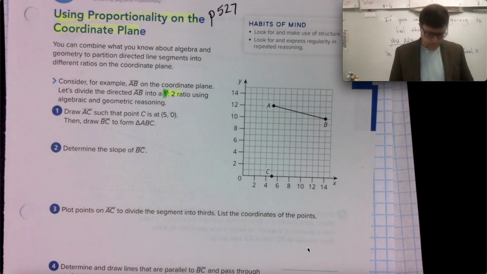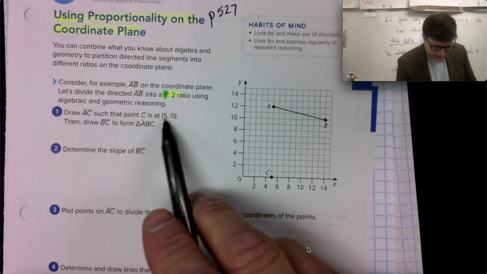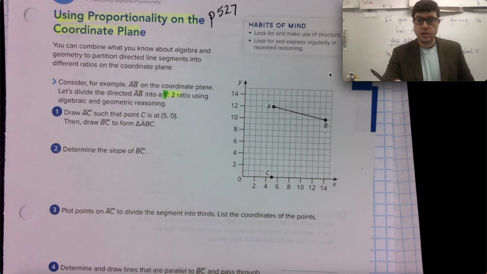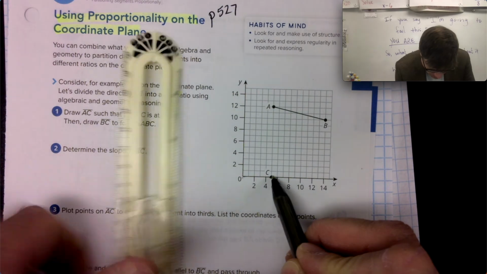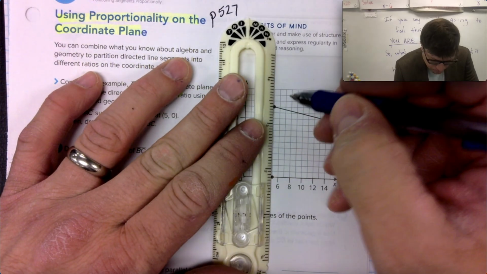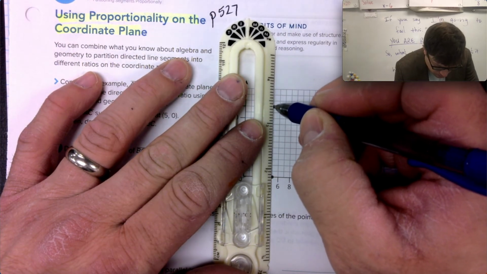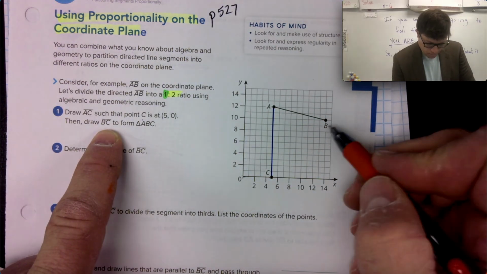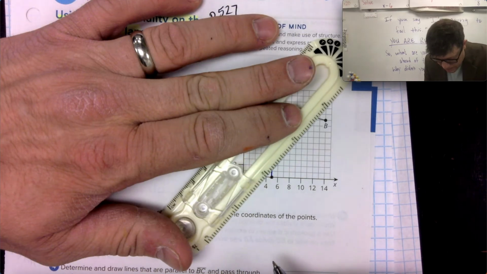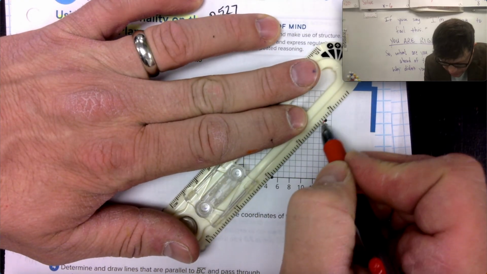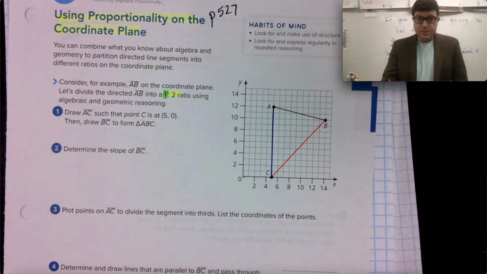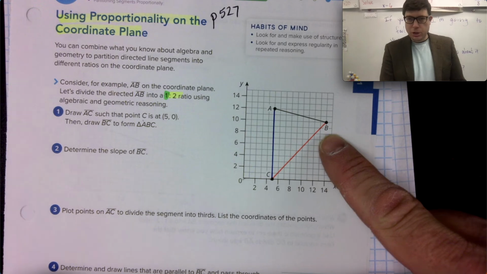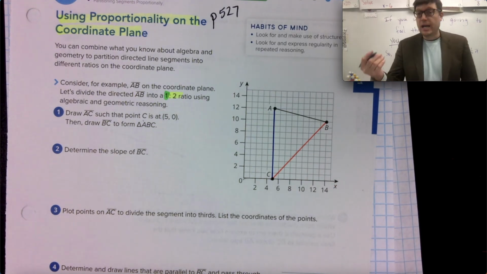Draw AC such that C is at (5, 0). That's 5 to the right and no spaces up from the origin. So we're going to go right here where they've plotted it. And I think I've been using a blue line for vertical, so I'm going to draw that segment. Then draw BC to form triangle ABC. The key thing is that I'm trying to force one of my lines to be on the grid. And the other line, which doesn't follow the grid because it's got a slant to it, is what it is.